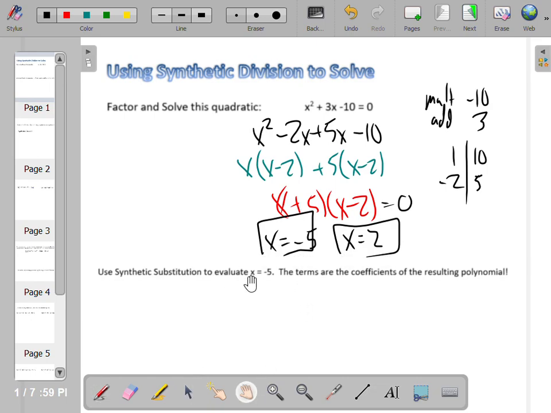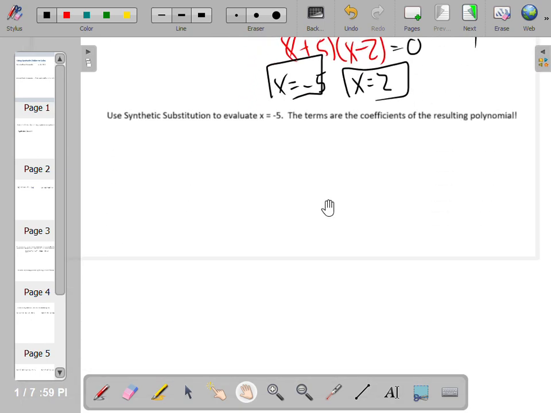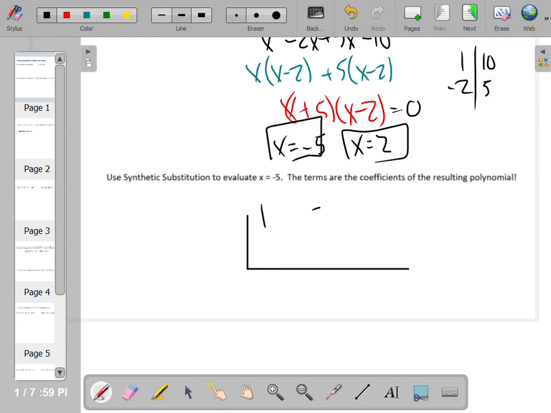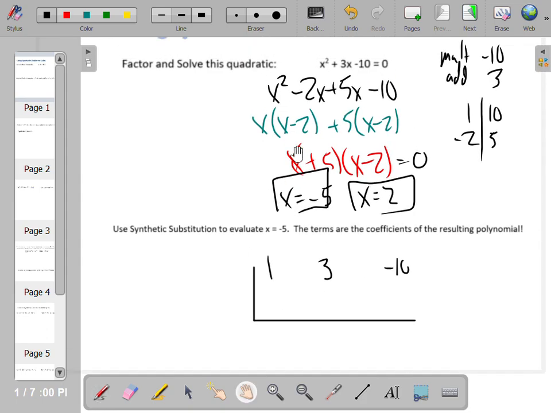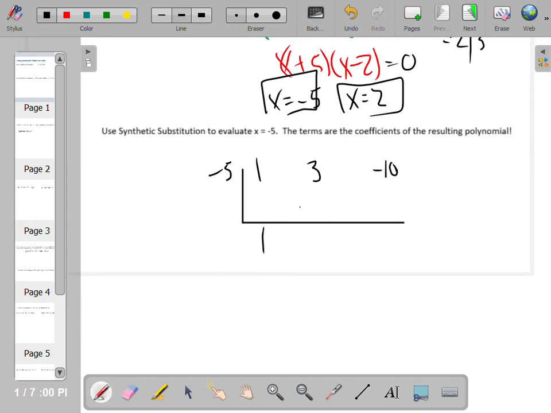Now we're going to do this problem a little differently. I'm going to use synthetic division, or synthetic substitution, to plug in negative 5, and I should get 0, but watch what happens when I do this. So my polynomial was 1, 3, and negative 10, my coefficients. I'm going to plug in negative 5. So I'm going to drop down the 1, multiply, add, multiply, add, and I get 0. Cool. What we've been looking for is usually that, but these coefficients are actually important and useful.